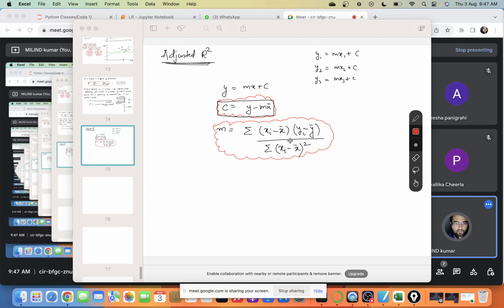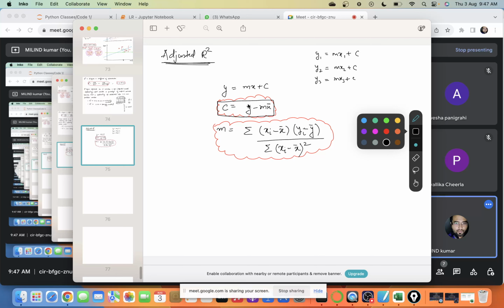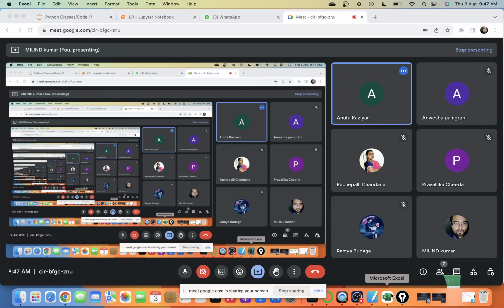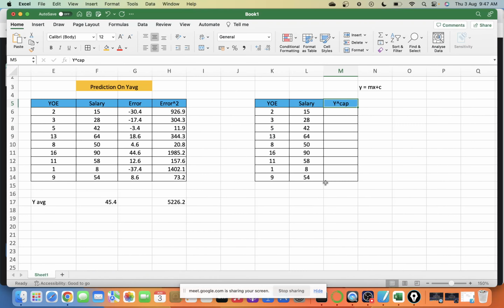Yes or no? And I also forgot one thing, that this is y bar. Yep, this is y bar minus m times x bar. The average of y and the average of x will give the intercept. Okay. So before finding this y cap, let's find all those values. First we'll do this one.